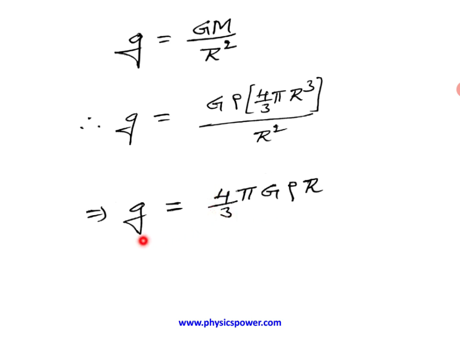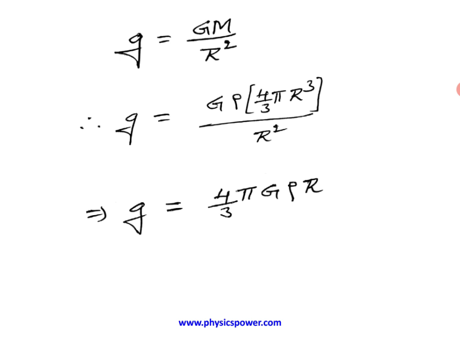So acceleration due to gravity is proportional to density and proportional to radius. Or if radius is constant, then g is proportional to density, or if density is constant, then g is directly proportional to the radius of the planet.